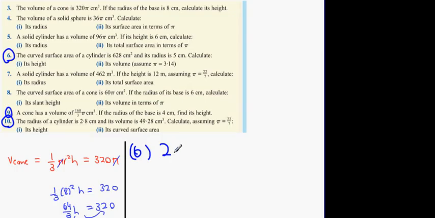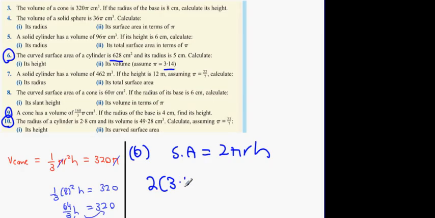The curved surface area of a cylinder is 2 pi r h. When you look up curved surface area of a cylinder, what you're going to find is surface area equals 2 pi r h. 2 pi r h equals 628. So it's going to be 2 times, and I want pi to be 3.14, so 2 times 3.14 times the radius, which is 6, times the height equals 628.